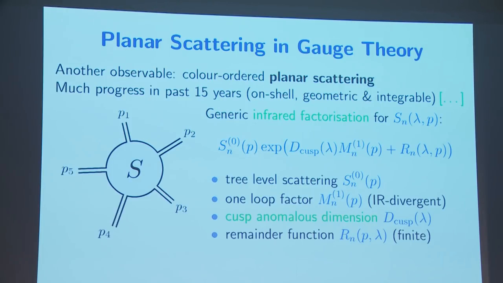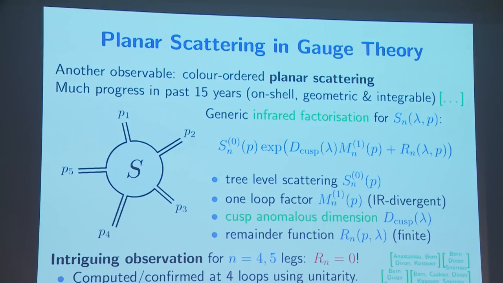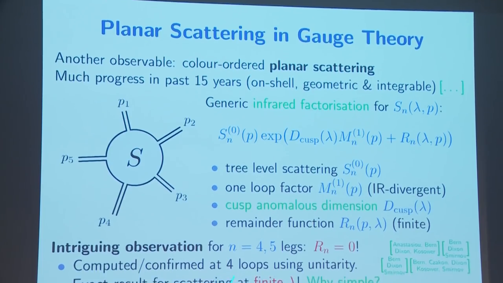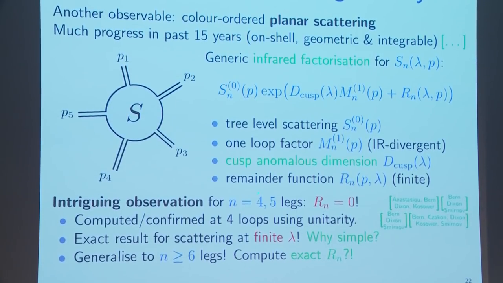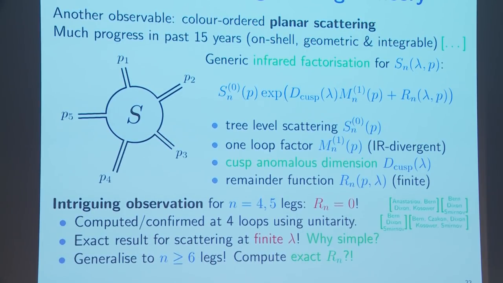Well, so that means a scattering amplitude is expressed through this tree level scattering factor, the one loop factor, which is IR divergent, the cusp dimension, and some finite remainder function. And a long time ago, an intriguing observation has been made for scattering amplitudes with at least 4 and 5 legs, namely that this remainder function turned out to be zero. Or maybe not necessarily zero, but just a constant, so no interesting function. And this has been computed and confirmed even at 4 loops using unitarity methods. And if you believe it, then that's actually an exact result for scattering amplitudes at finite lambda.